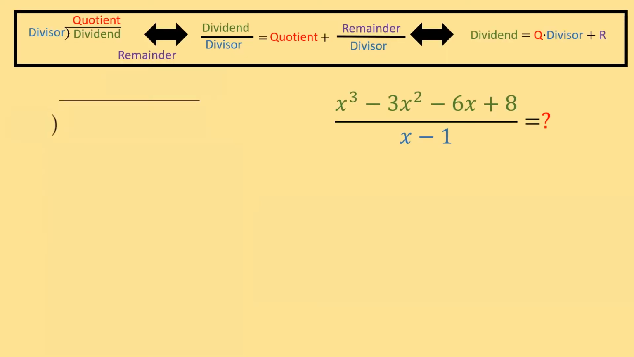So let's just jump right into a problem. Say we're told to divide the polynomial x to the third power minus 3x squared minus 6x plus 8 by x minus 1. Here, x to the third minus 3x squared minus 6x plus 8 is our dividend, and our divisor will be x minus 1. And so we can set it up in that format.